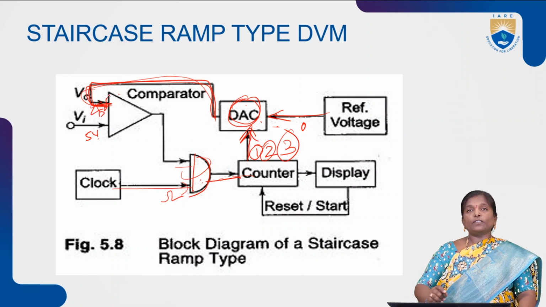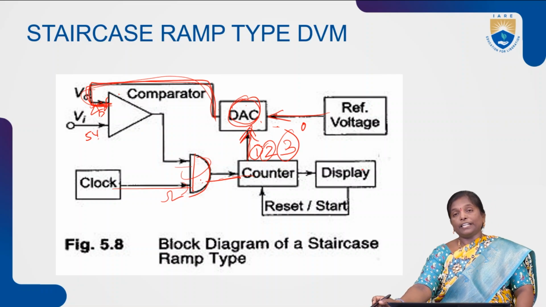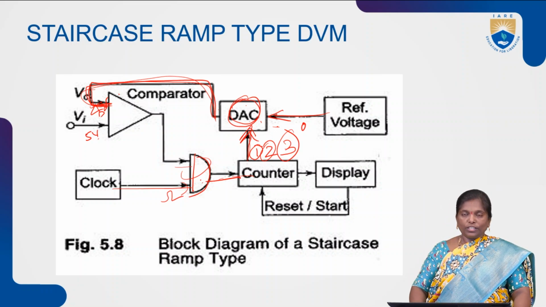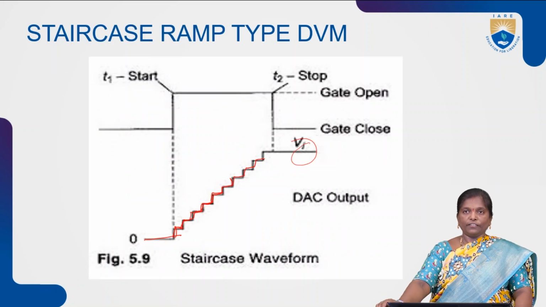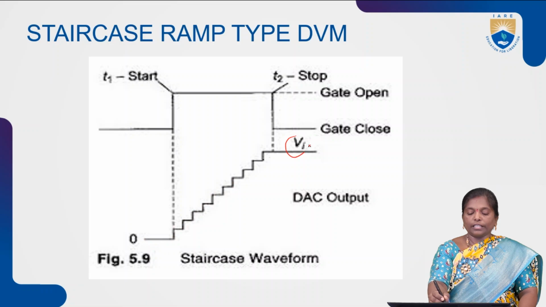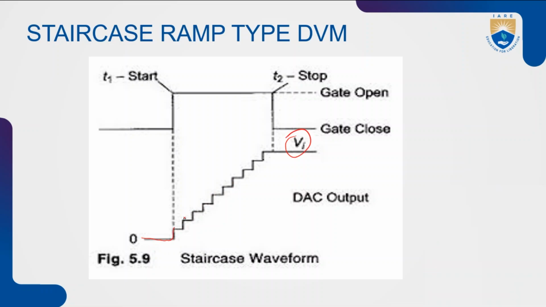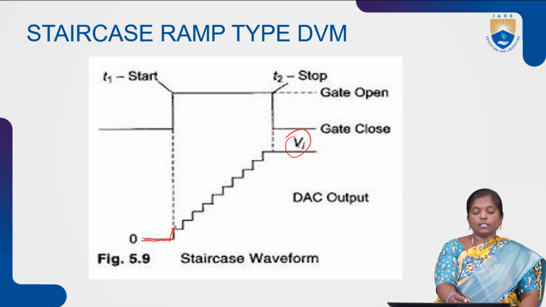Whenever both the inputs of the comparator are the same, it gives the signal to stop the count, and during that time interval, the number of clock pulses passing through the counter will be displayed on the display unit. This is called the staircase ramp type of DVM. If you observe the output of the staircase ramp type of DVM, this is the input voltage and this is our applied input. Whenever both the inputs are the same, this is the input voltage and this is the applied voltage.